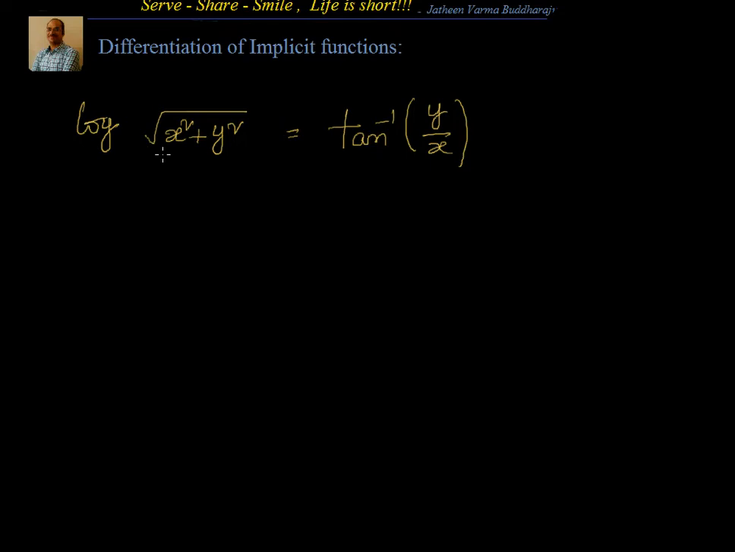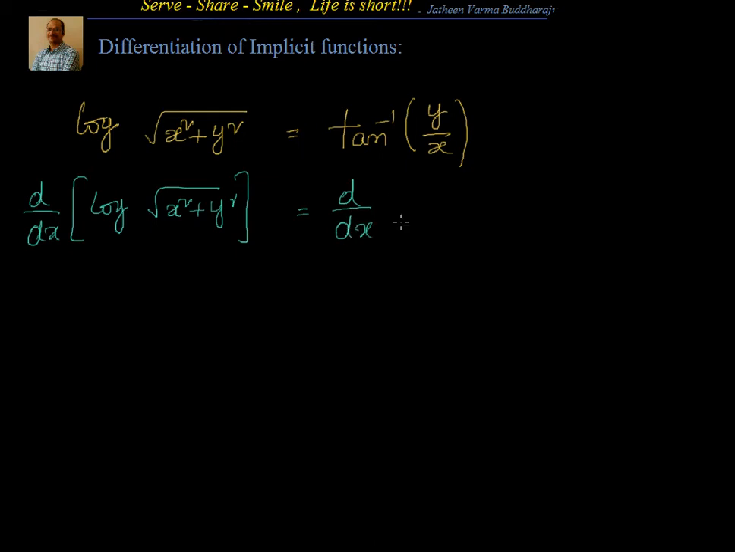We have been given log of root of x square plus y square equal to tan inverse y by x. We have to find out the value of dy by dx. So what we will do first is, we know that we have to differentiate on both sides because we see the implicit function there. So what will be my first step? My first step is to find the derivative d by dx of log of square root of x square plus y square, which is equal to d by dx of tan inverse of y by x.